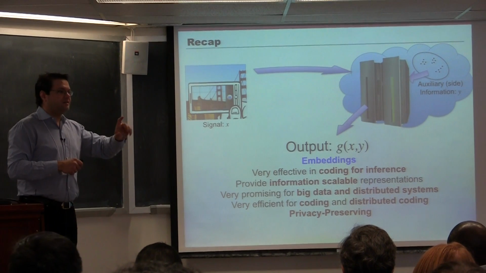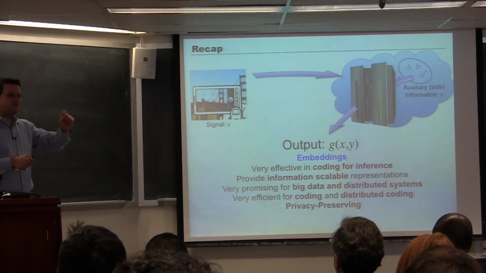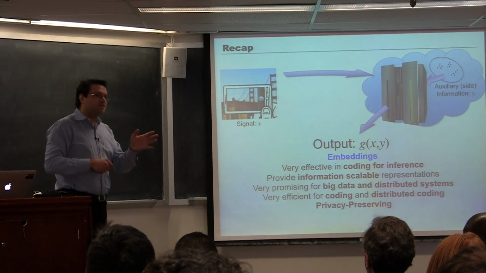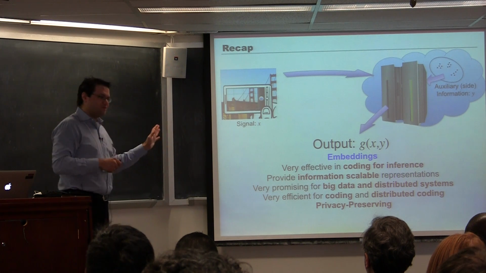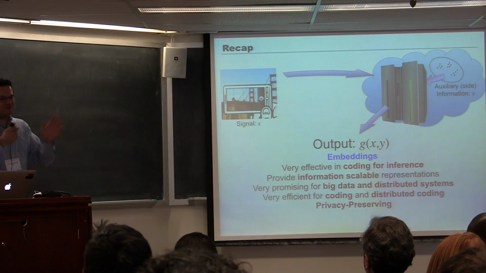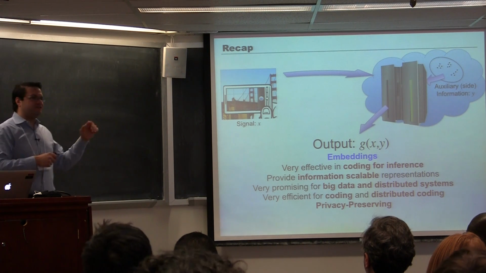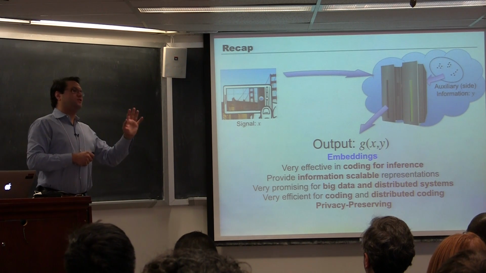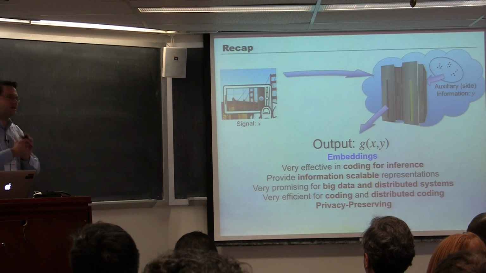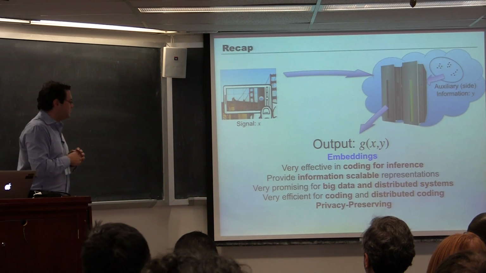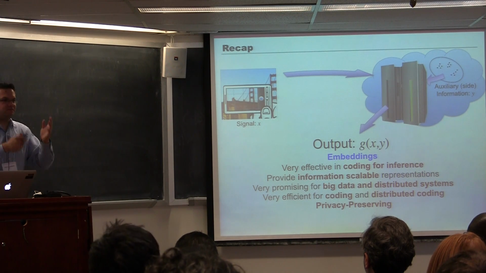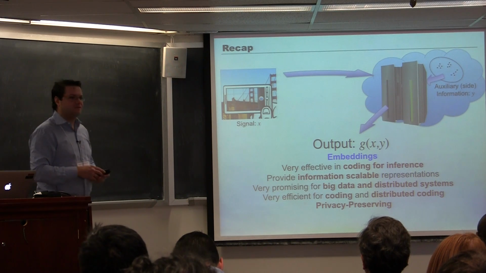Incidentally, that's what I mentioned yesterday, they do provide exponential accuracy, assuming you know how to reconstruct, which is a combinatorial problem. So really, they don't in practice. They're very efficient for coding and distributed coding, assuming you know how to reconstruct. There are some ways, but they're not as efficient. And they're privacy preserving. So with that, you can take any questions.